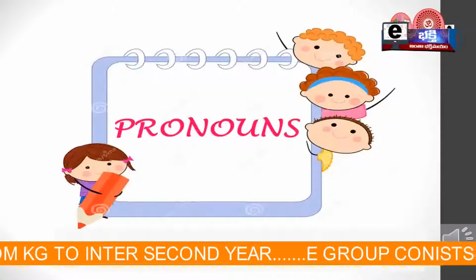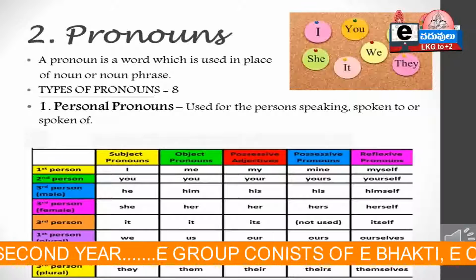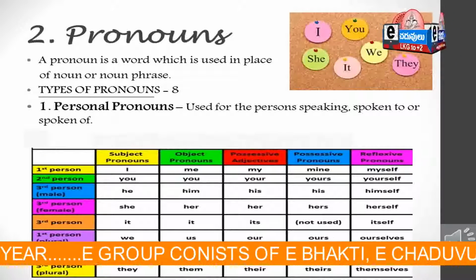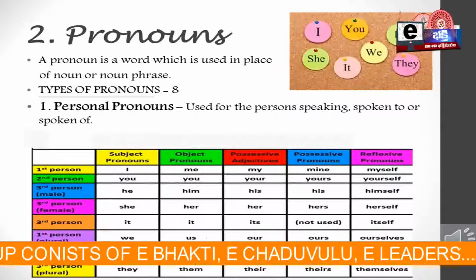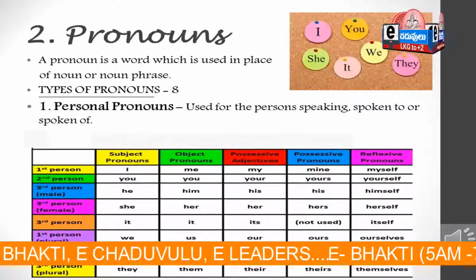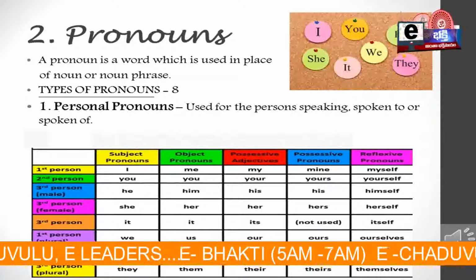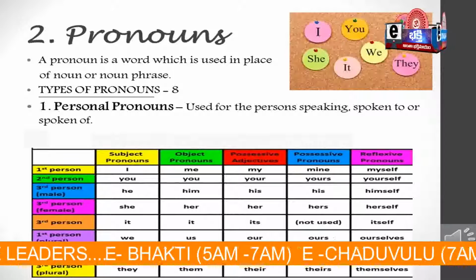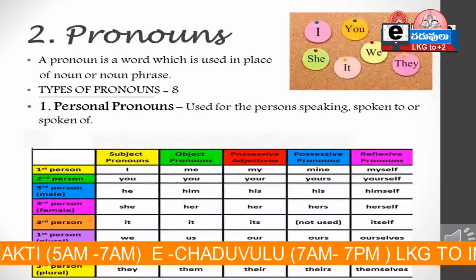Now let us have the definition of pronouns. A pronoun is a word which is used in the place of a noun or noun phrase. And there are 8 types of pronouns. The first one is personal pronouns, which are used for the person speaking, spoken to, or spoken of, who are called first person, second person, and third person.